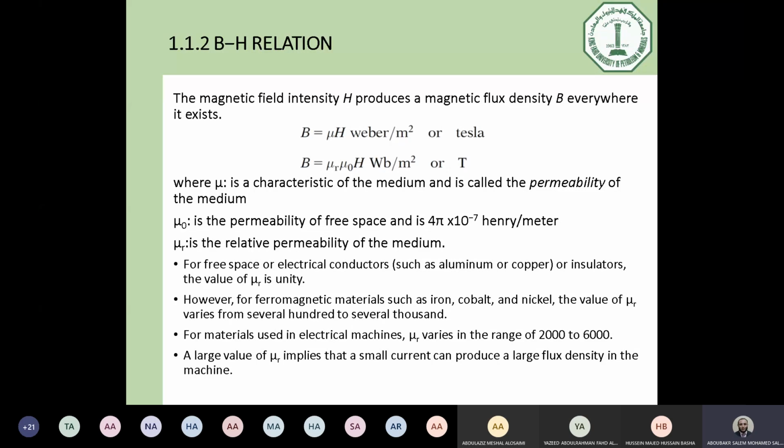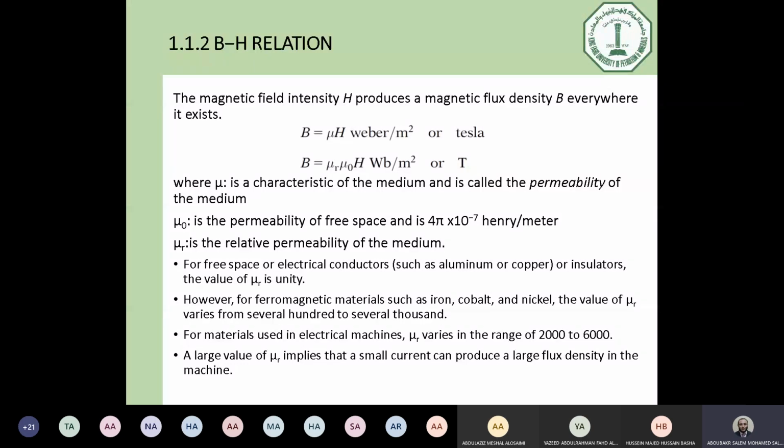Another term is magnetic flux density, and we agreed together that flux density B equals the flux lines phi divided by the cross-section area of the magnetic material. What is the relation between B and H? Actually, this relation depends on the material itself, because it will represent the resistance of the material to the magnetic field moving. The resistance of the material, we will call it reluctance. We will describe it later.